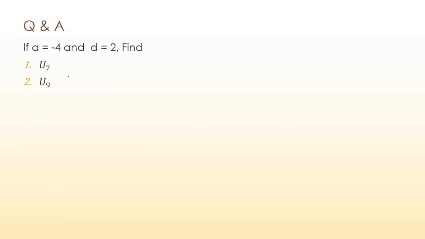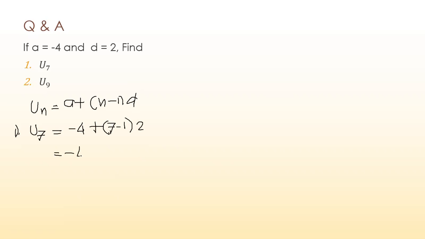Okay, now if A, the first term, equals -4 and the common difference equals 2, we're going to find U7 and U9. All right, now UN, recall that UN equals A plus N minus 1 times D. It means U7 equals -4 plus 7 minus 1 times 2. -4 plus 6 times 2, 12. Okay, -4 plus 12 equals 8.